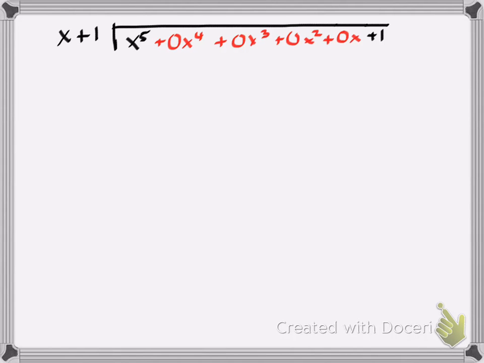Okay, let me try that again. I got so small I couldn't read my writing. So let's go back. X times, I would say x to the fourth. So we're going to start with x to the fourth. I end up with x to the fifth minus x to the fourth. I'm subtracting. The whole thing just becomes negative. That becomes positive. I am going to cancel that, and I am left with x to the fourth, and I bring this down, plus 0x to the third.